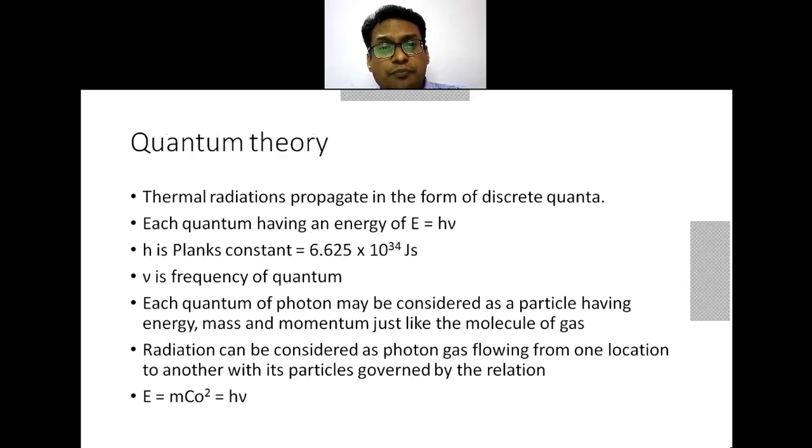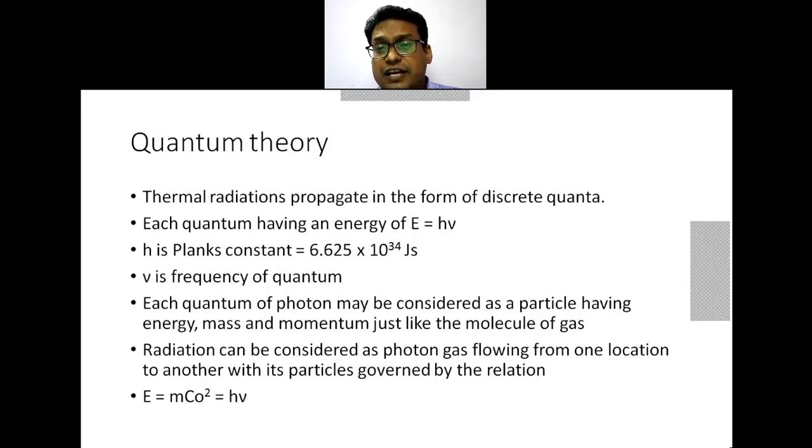According to the quantum theory, thermal radiations propagate in the form of discrete quanta, that is, photons, and the energy associated with these quanta is E, which is equal to h mu, where h is Planck's constant and mu is the frequency of the quantum. Each quantum or photon may be considered as a particle having energy, mass and momentum, just like the molecules of a gas. That is why we are using E equal to h mu.